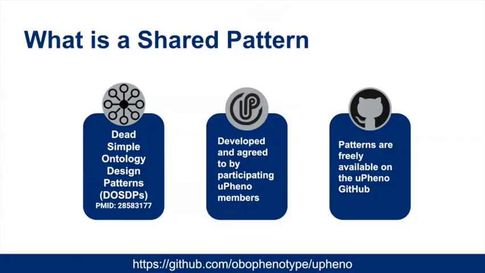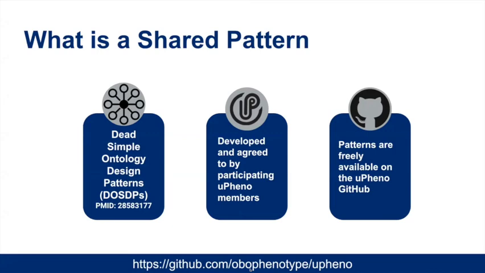So the shared patterns that we used are called dead simple ontology design patterns, or DOSDPs. These were initially created by David Sutherland, and they've been widely adopted amongst many of the OBO Foundry ontologies and within our group of phenotype ontologies. As part of this effort too, we created this unified phenotype ontology called uPheno, and that's available at this GitHub repository link here below.